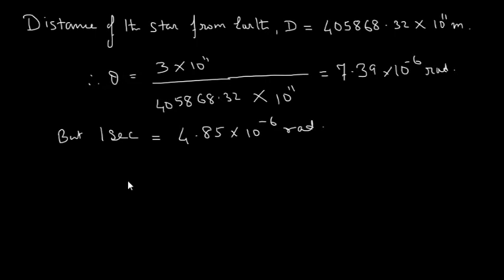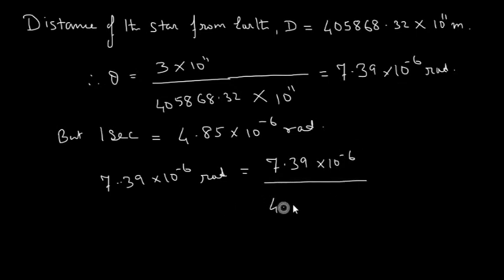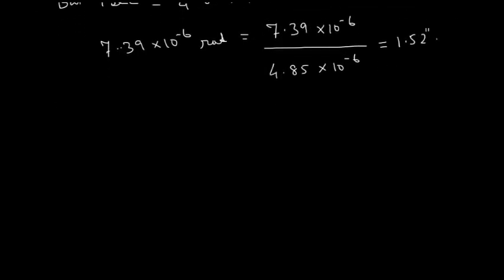Therefore, we can write 7.39 into 10 to the power minus 6 radian is equal to 7.39 into 10 to the power minus 6 upon 4.85 into 10 to the power minus 6, which is equal to 1.52 second. So this is the answer.